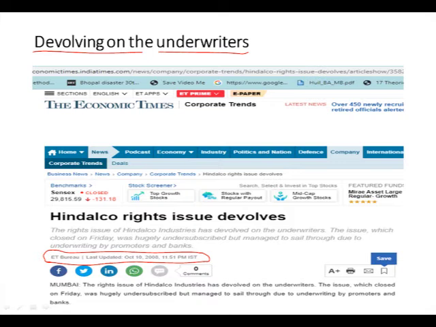And the Hindalco rights issue devolves. It means that the rights issue of Hindalco Industries has devolved on the underwriters. The issue, which closes on Friday, was hugely undersubscribed but managed to sail through due to underwriting by promoters and banks. So that's why companies go for this underwriting agreement.